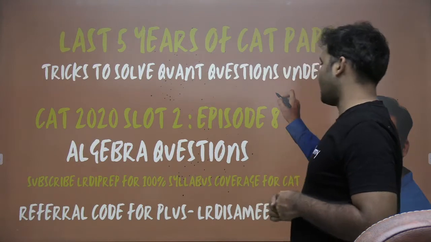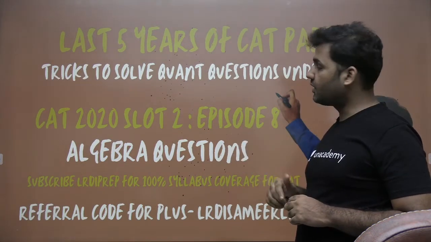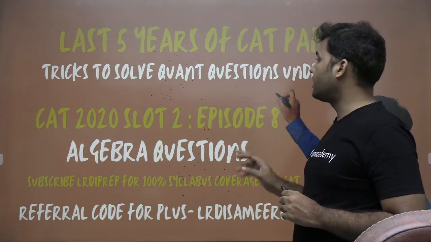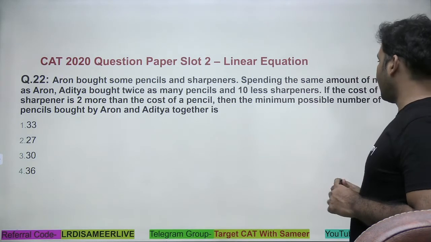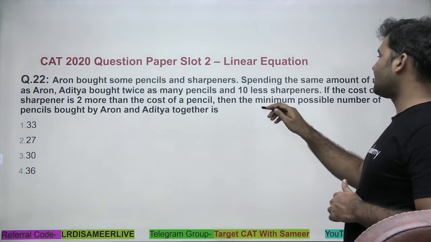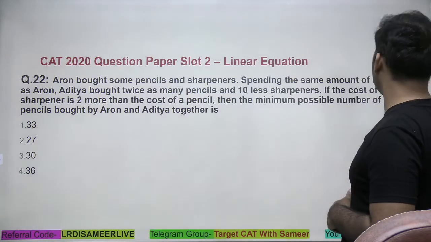So we are going to cover episode number 8 of CAT, and in this video I'm going to cover an algebra question of 2020 Slot-2. Have a look at this question, guys. Question of linear equation. A tricky question, guys, based on the concept of maxima and minima. Let's have a look at it. What does the question say?